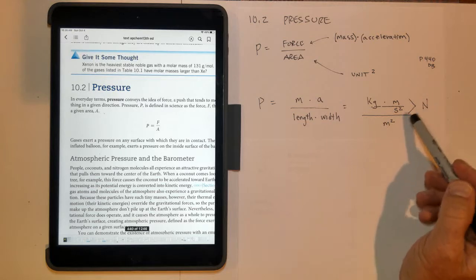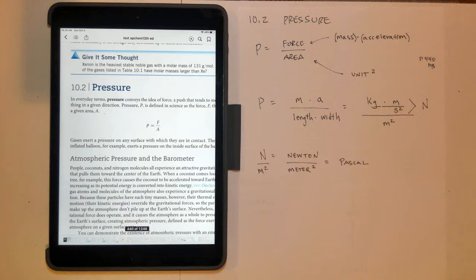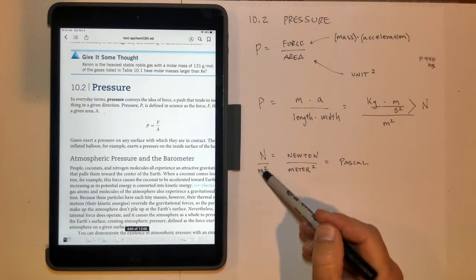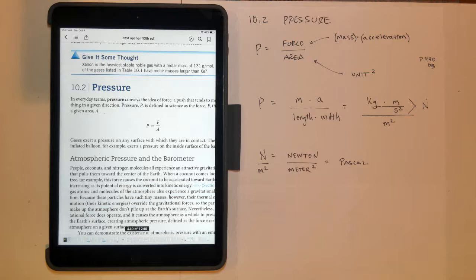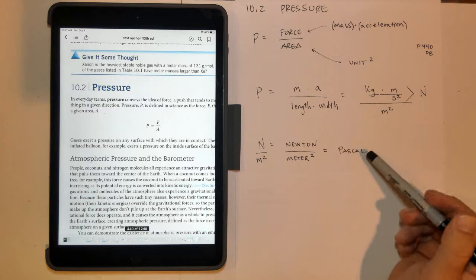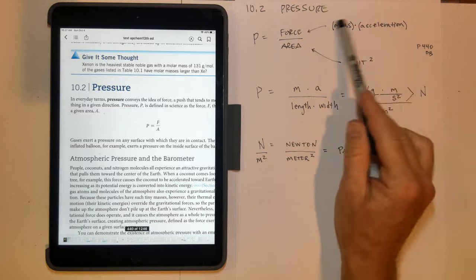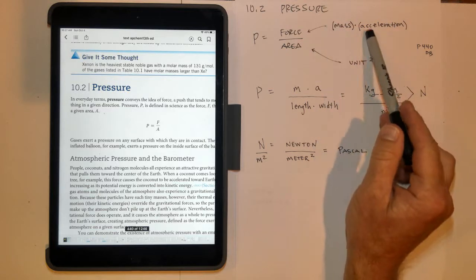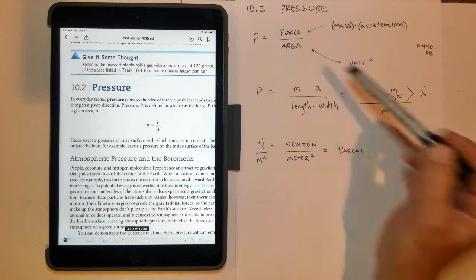And a Newton divided by a meter squared actually has a new name as well. It is called a Pascal. And a Pascal is the standard international or metric unit of pressure. And so pressure is the acceleration of whatever the gas is times its mass divided by the area that it fills.